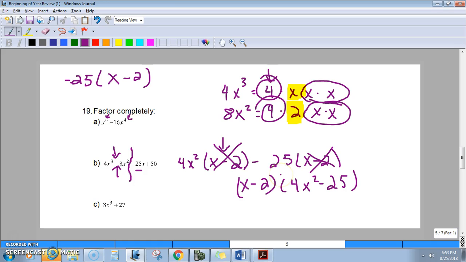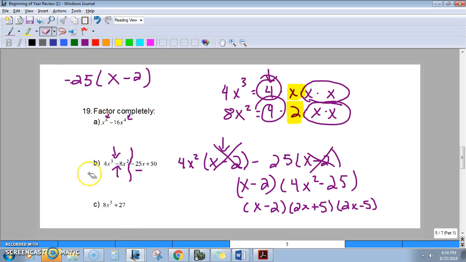So now there's one more thing, you guys, but wait, there's more. Did anybody see it? Yep. 4x squared is a perfect square and 25 is a perfect square, and we're subtracting them. So we leave the x minus 2 and we change 4x squared minus 25 to be the square root of 4x squared, which is 2x, and the square root of 25, which is 5, one plus and one minus. There you go, you guys.